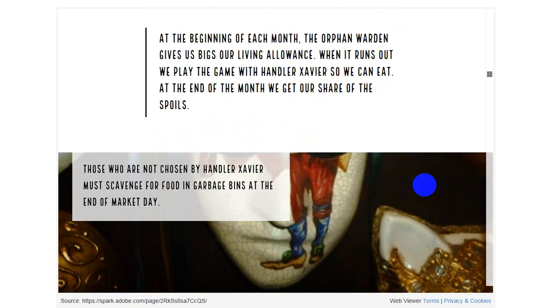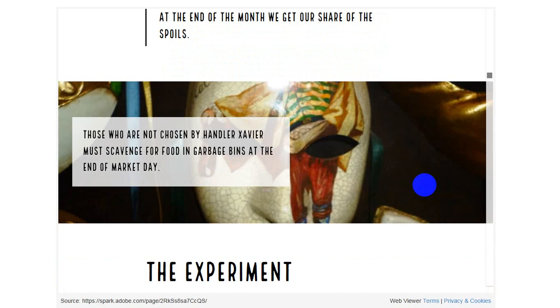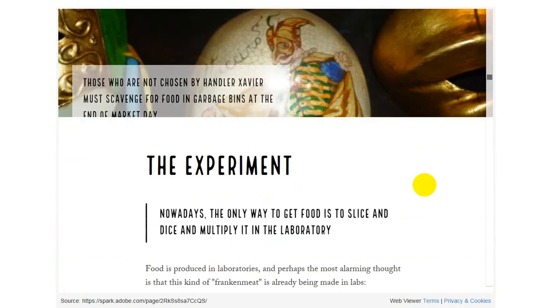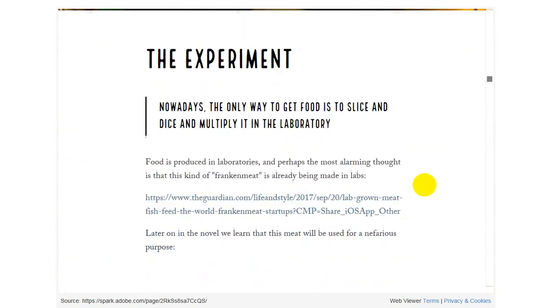"The beginning of each month, the orphan warden gives us our allowance. When it runs out, we play a game with handler Xavier so we can eat." And those who aren't chosen to play this game have to scavenge for food in garbage bins. So he's quite a difficult character to pin down.